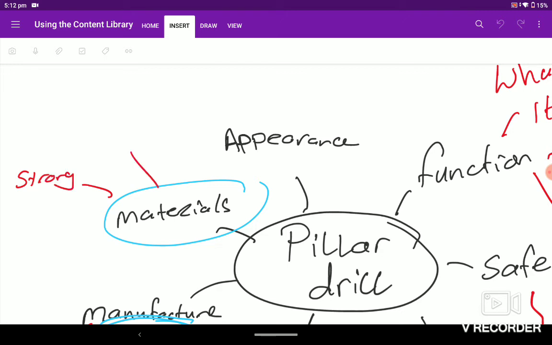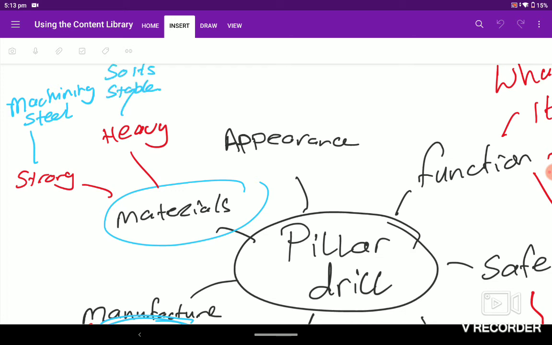It needs to be strong because it's going to be under a lot of pressure. There's going to be a lot of hard work being done with it. So from machining, machining would say steel, heavy, so it's stable. Okay, so those are the materials, and that's what they would have come up with. They would have said, we need something that's strong and heavy, and that's what they would have come across: steel.